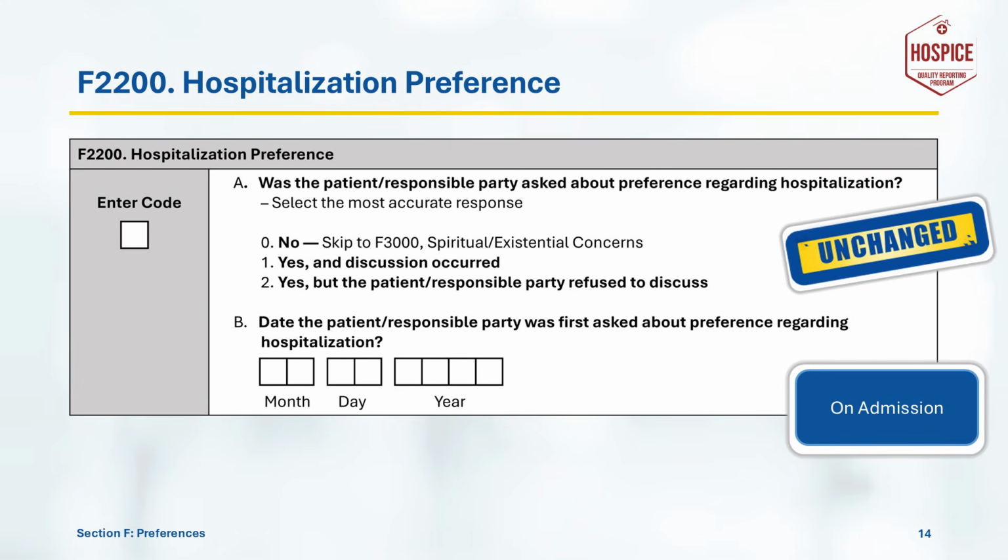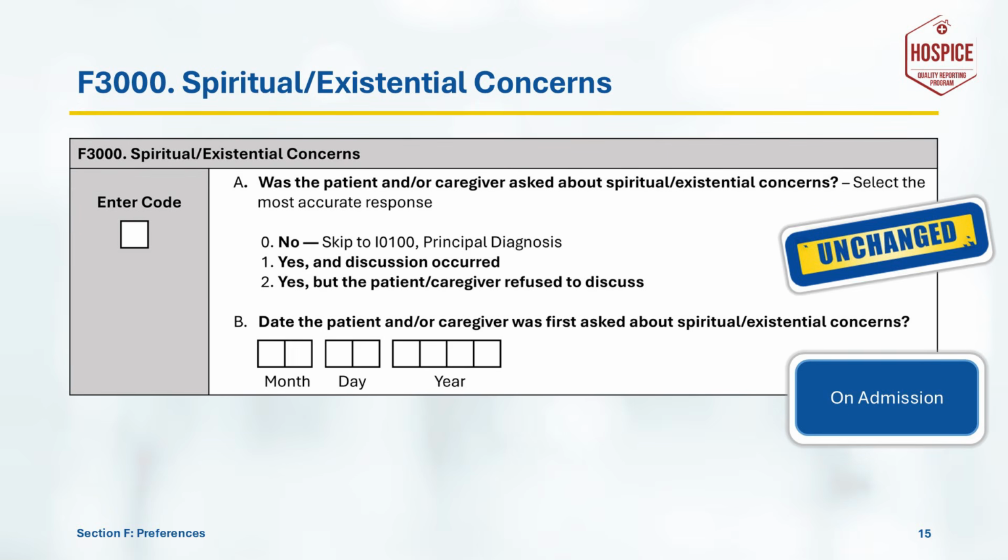The next preference item is F2200, Hospitalization Preference, which is also unchanged and collected on admission. The final item in this section is F3000, Spiritual Existential Concerns. Again, this item is unchanged and collected on admission.